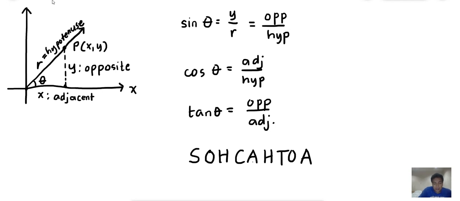Okay, so we will use this one, the SOHCAHTOA, with the Pythagorean theorem, to solve right triangles. So to illustrate this principle, we'll solve an example in the next video.